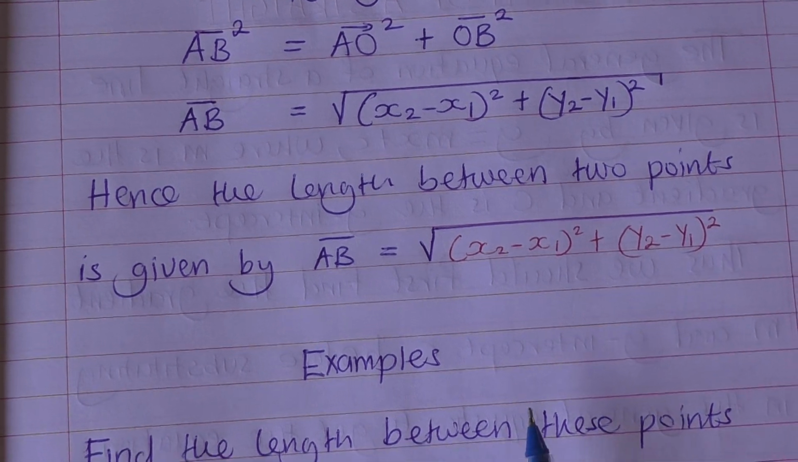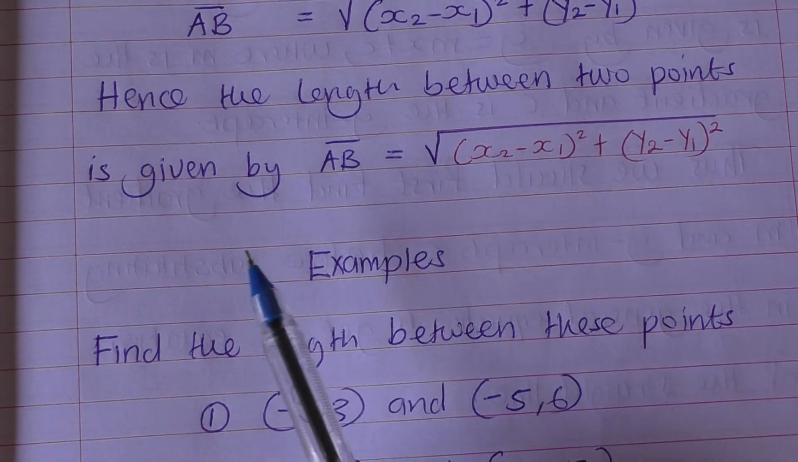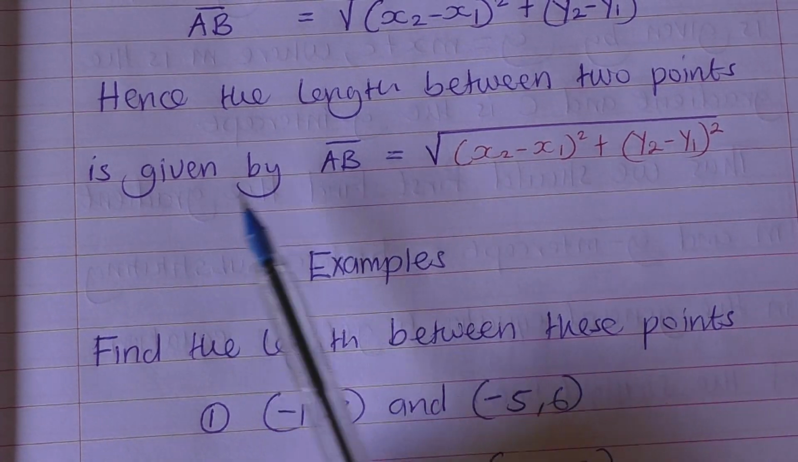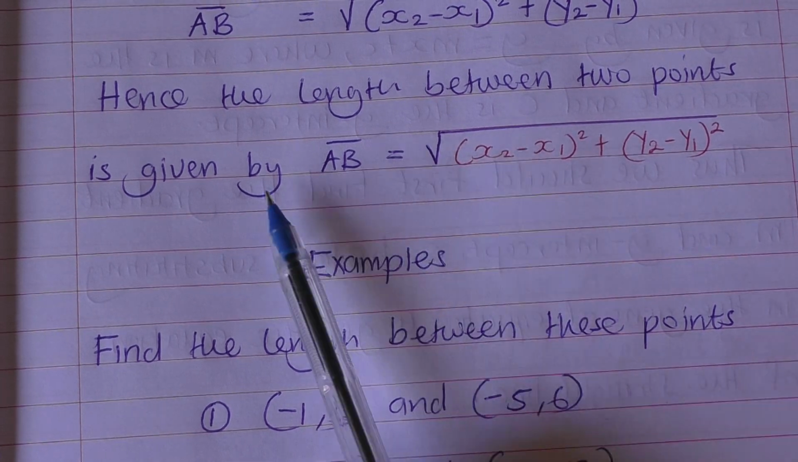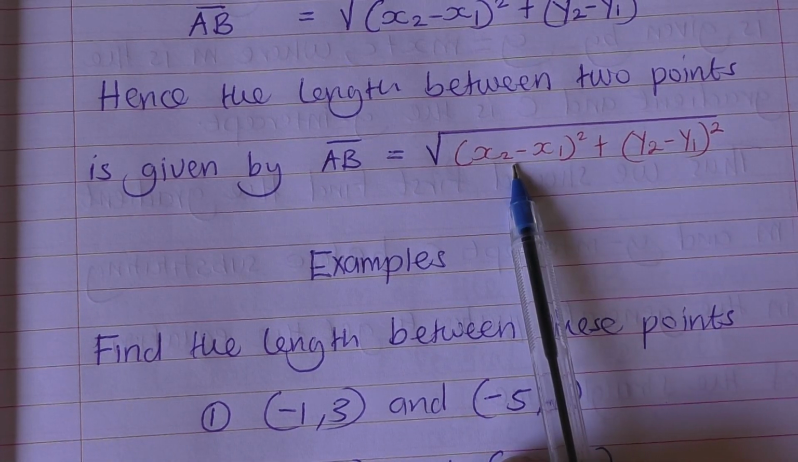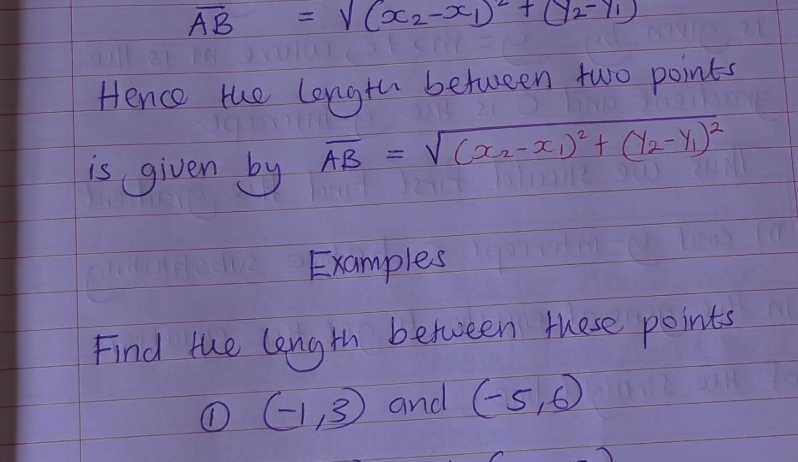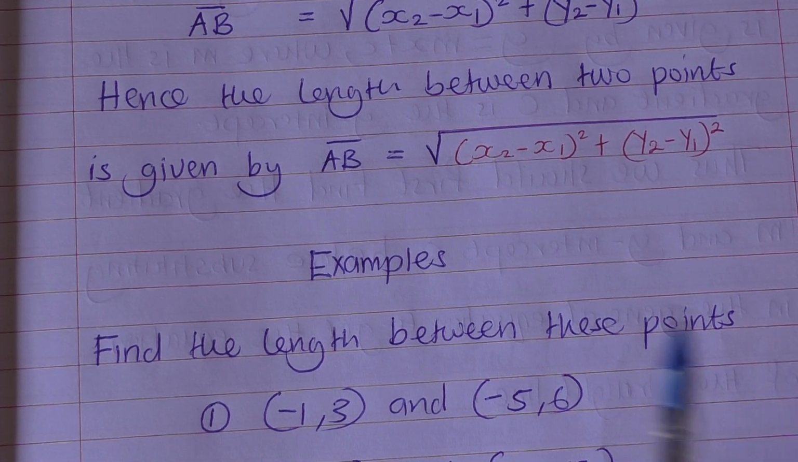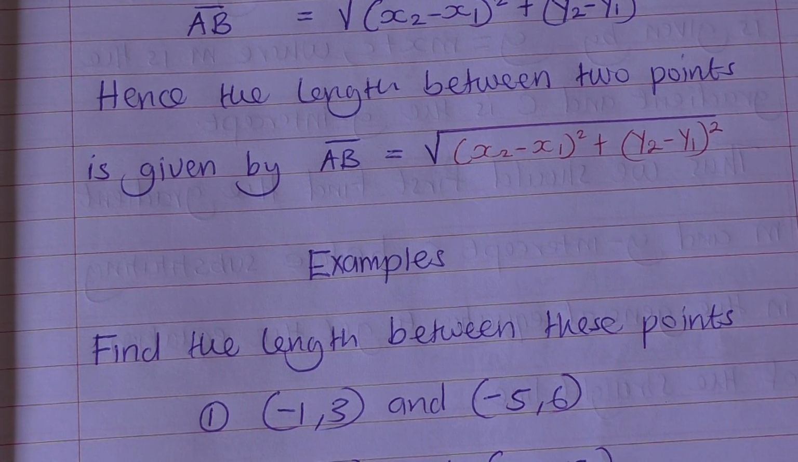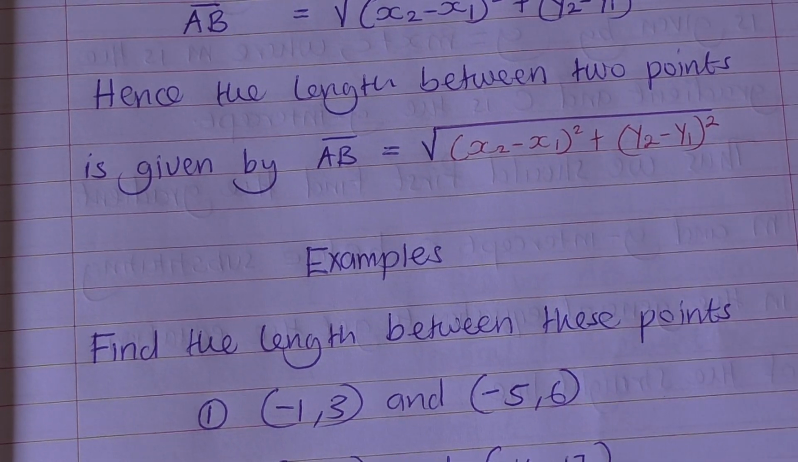So from that, we get the length between the 2 points A and B as the square root of the base squared and the height squared. So that means that whenever we have a question asking us to find the length between the 2 points, we can always use this formula.